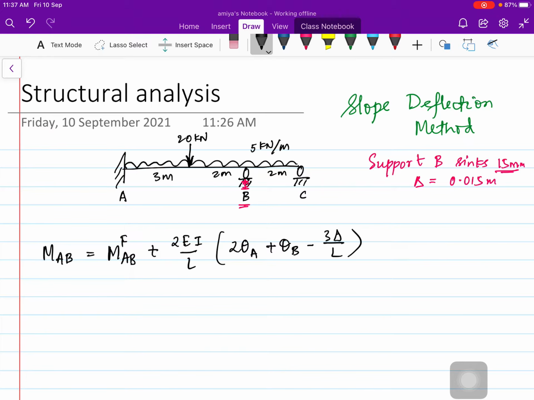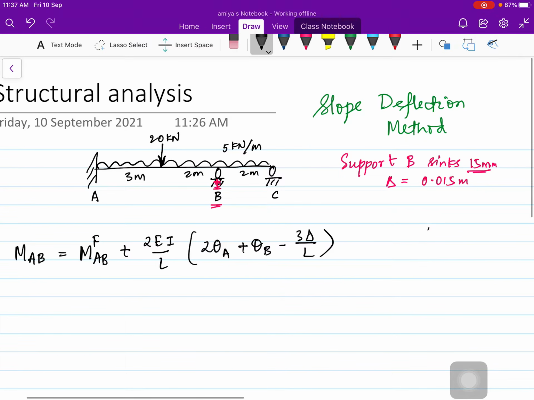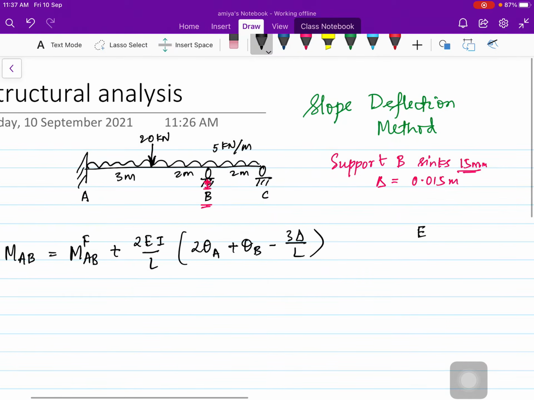Now here we also need the EI value. Coming to the E value, E depends on the material. If it is aluminium, the E value will be for aluminium. If it is steel, and here we consider it as steel, let's take 210 GPa, and then we also have to take I.